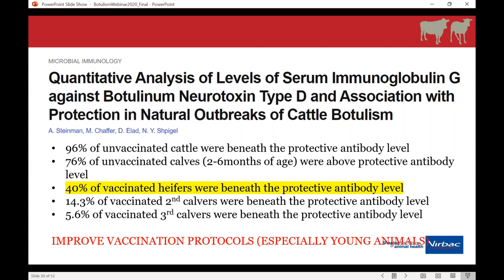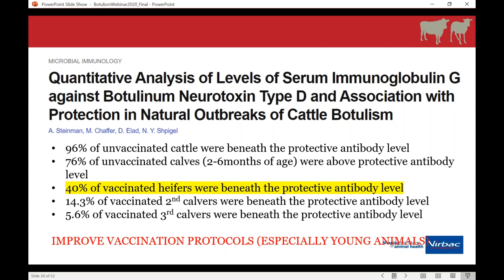The first bullet point is fairly straightforward in that it says that 96% of unvaccinated cattle had not reached the protective antibody level of, say, 0.45. So this is cattle that were adult cattle in this case, and they had not reached their protective level. Not surprising, they haven't been vaccinated.